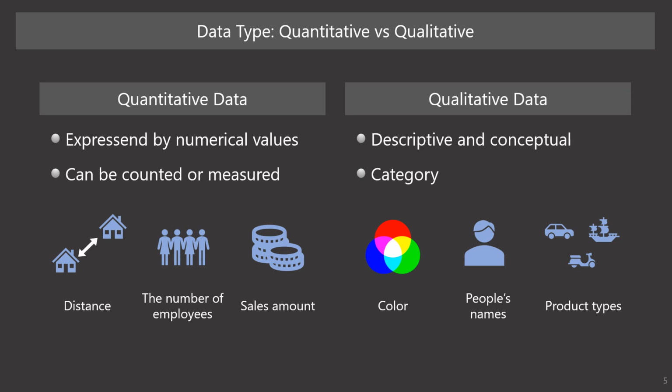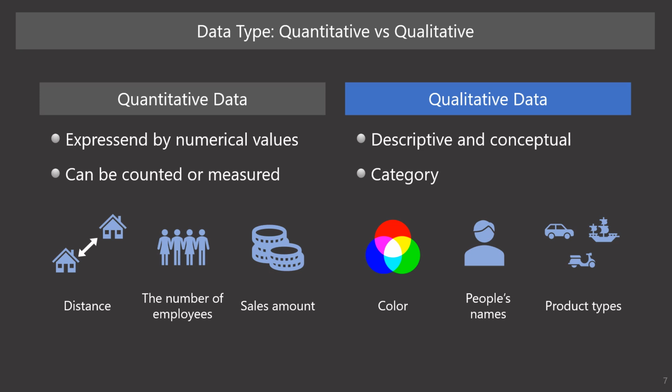We can broadly classify data into quantitative data and qualitative data. Quantitative data is expressed by numerical values and thus can be counted and numerically measured. Typical examples are distance, number of employees, and sales amount. We can obtain quantitative data by asking how many, how much, how often, how long, and so on.